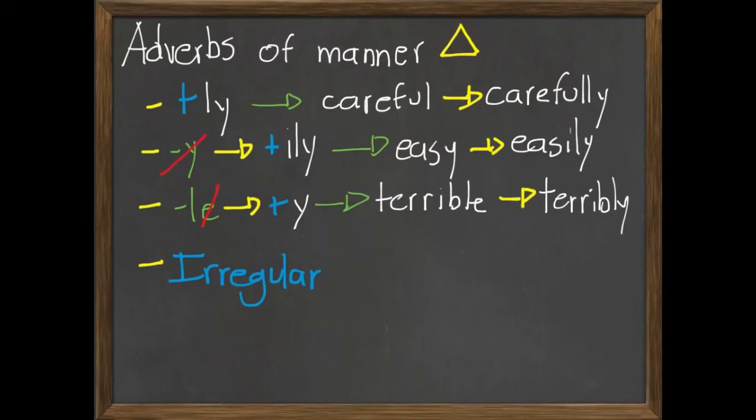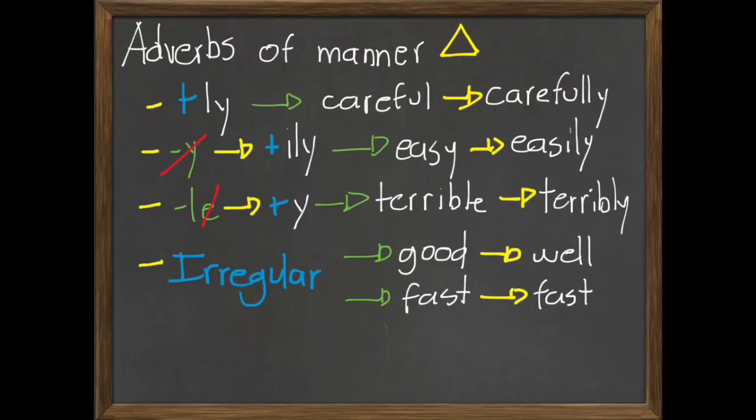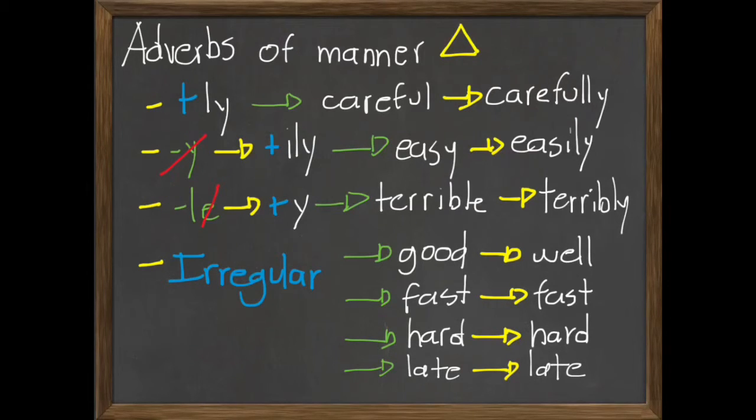There are some irregular adverbs of manner. For example, good will turn into well. Fast will stay as fast. Hard will stay as hard. Late will stay as late. And early will stay as early. They are irregular because they do not follow the rules that were mentioned earlier.